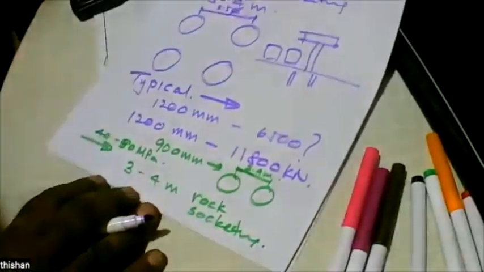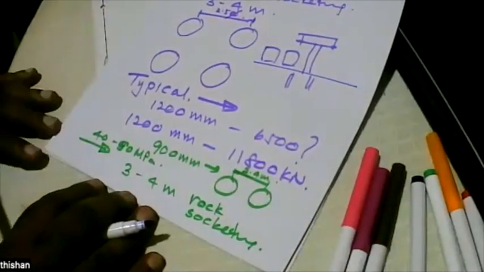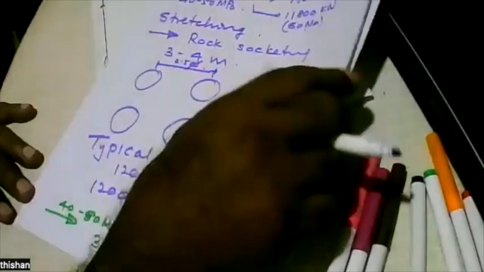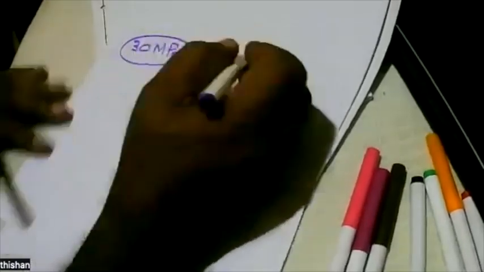So basically, now time has come for us to break away from the tradition of using 30 megapascal concrete. So we are happy with 30 megapascal concrete for piles. But time has come for us to break away from that.